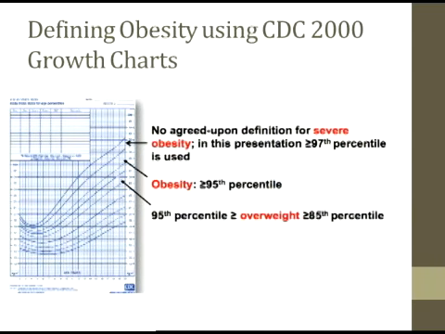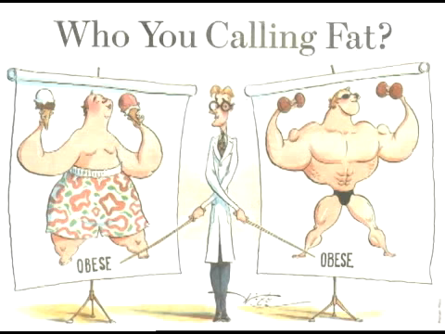Of course, we're all very familiar with this from our clinical practices, but let's just review so we're all on the same page. Starting with overweight, greater than the 85th percentile for BMI but less than the 95th percentile is considered overweight. Obesity includes those greater than the 95th percentile for BMI, and there's no agreed upon definition for severe obesity, but in this presentation, we'll refer to greater than the 97th percentile as severely obese. So this is pretty simple, right? And straightforward. Of course, we know almost nothing is.